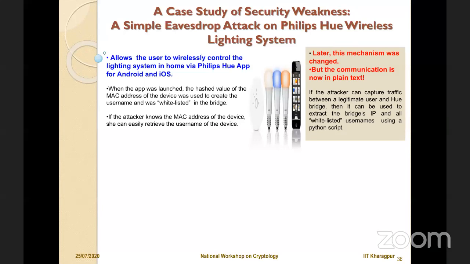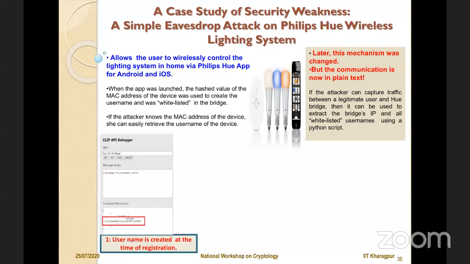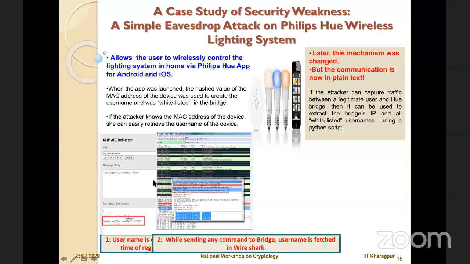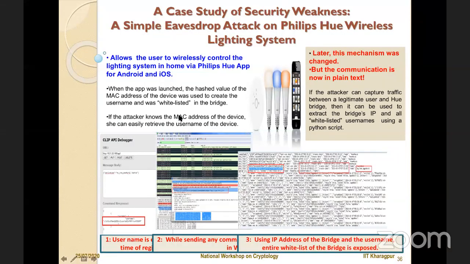We found out later on that this mechanism was changed, but it became even worse. Now the communication was done in plain text. We were able to detect this vulnerability using a tool called Wireshark. When it was sending a command to the bridge, it was generating a random number and communicating it over the clear, and that can be captured. We had some nice experiments where your bulb can be controlled by your neighbor if you had a bad fight with him or her. That shows that many of these conventional IoT devices do not have a proper authentication mechanism.